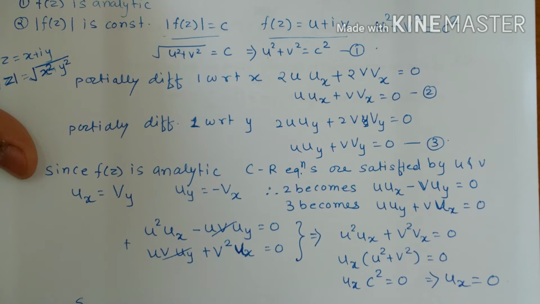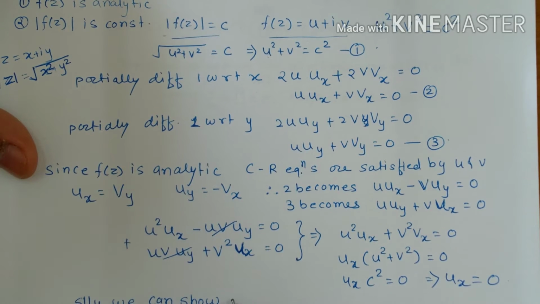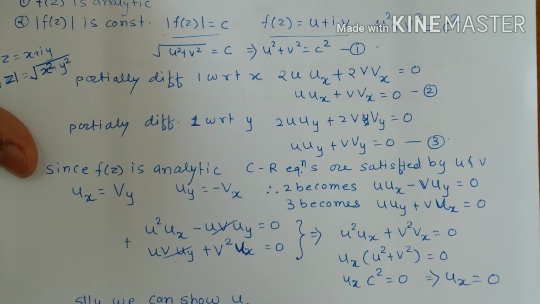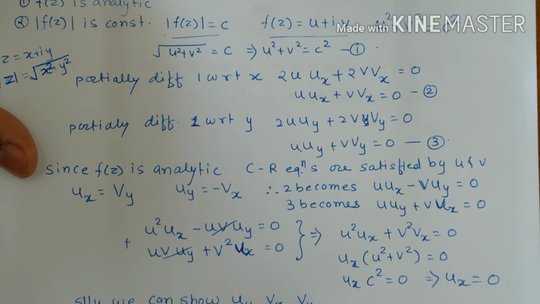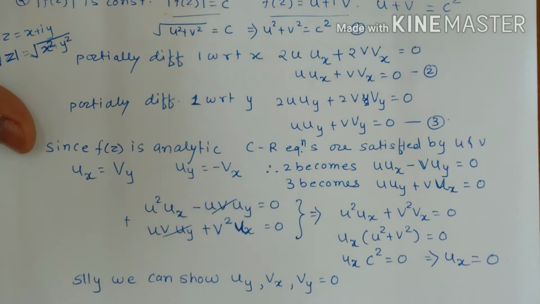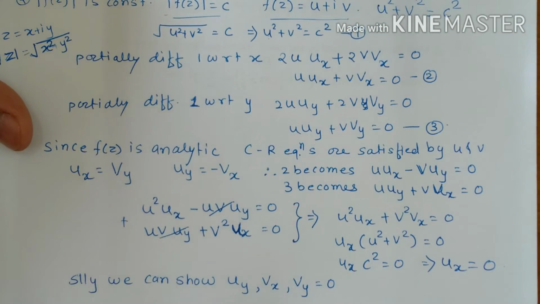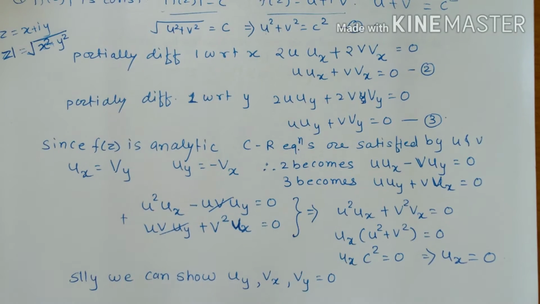Similarly, we can show uy, vx, vy, all the three partial derivatives are also equal to 0. Now how can we show this? It's very simple. Just have a look.